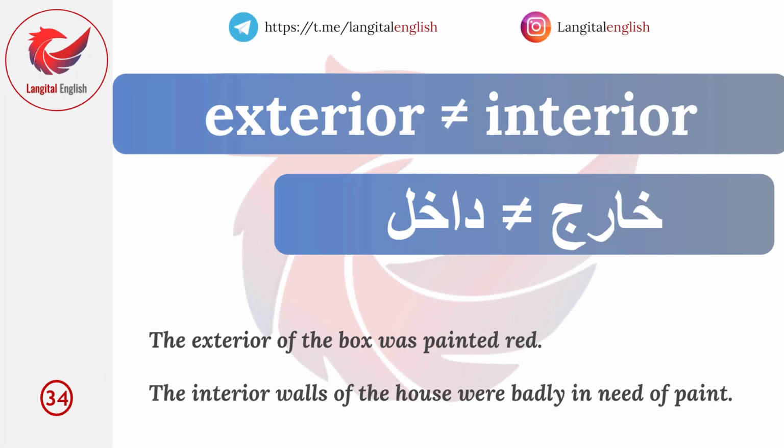Exterior. خارج. Interior. داخل. The exterior of the box was painted red. The interior walls of the house were badly in need of paint.